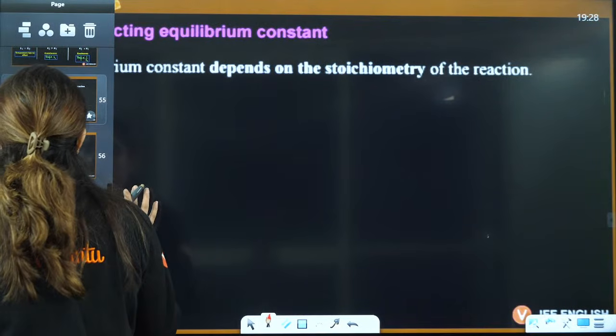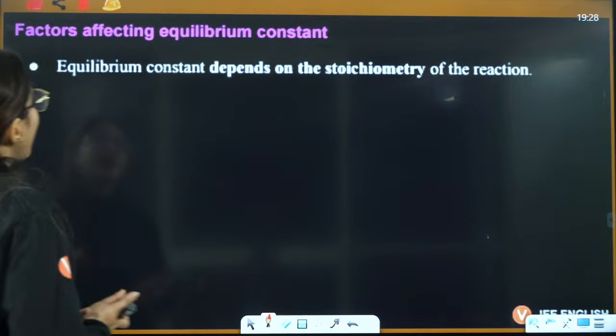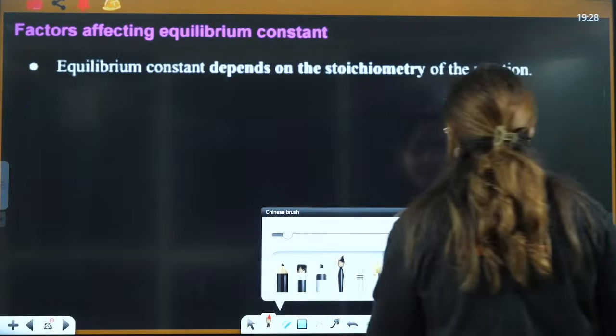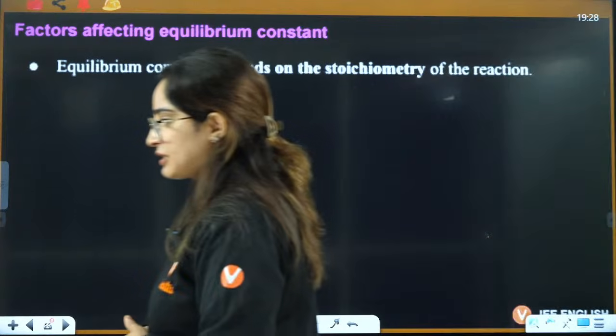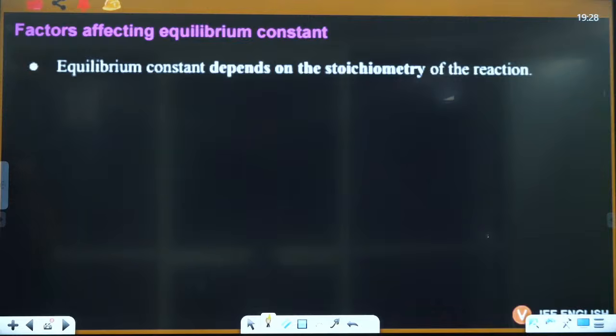Let's see the next thing here, that is, more of the factors affecting the equilibrium constant, that is the stoichiometry of the reaction. Right, everybody? Let's do this.